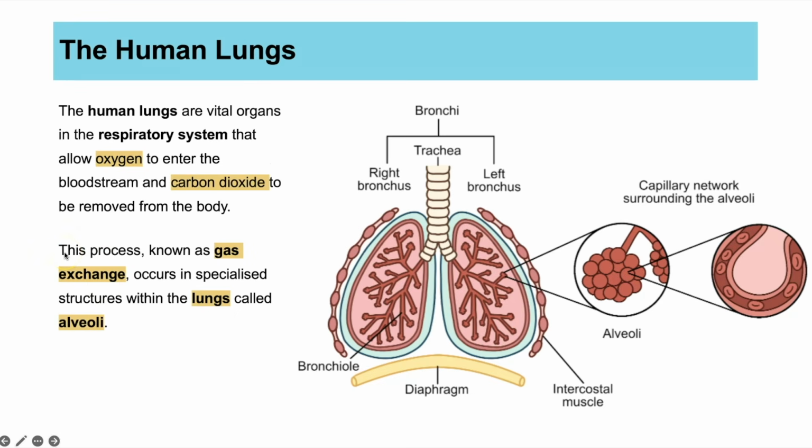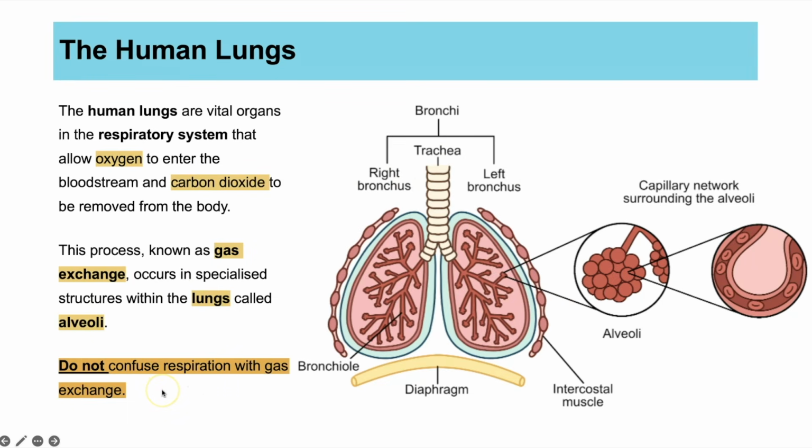Now, this process is known as gas exchange because you are exchanging gases. Gas from the air is exchanging the oxygen into the blood, and the gas carbon dioxide goes from the blood back out again from your lungs and is exhaled. Specifically, the gas exchange happens at a structure known as the alveoli. So we're going to have a look at the structures of the lungs in more detail.